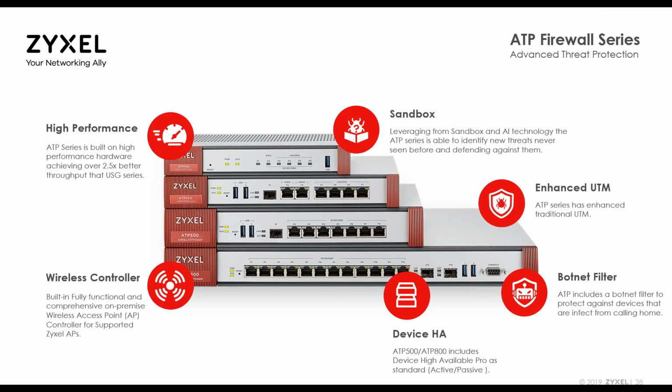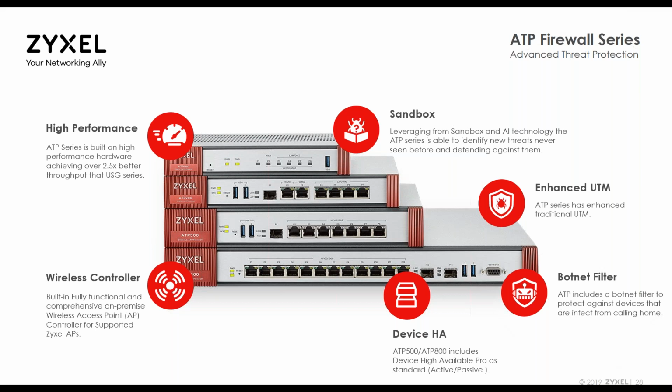So the ATP series is 2.5 times better in throughput than the USG series. It leverages the sandboxing AI technology. So as I say, if you haven't seen part 1 of this webinar, I would advise that you look at that, because that does go into the sandboxing and AI technology. It has an enhanced UTM, so where the USG is a traditional UTM, the ATP has these additional features to help further secure your network.